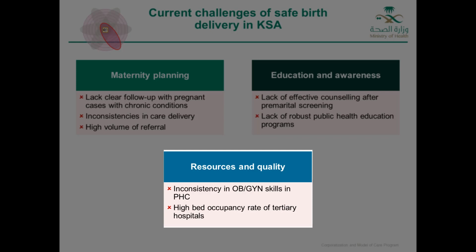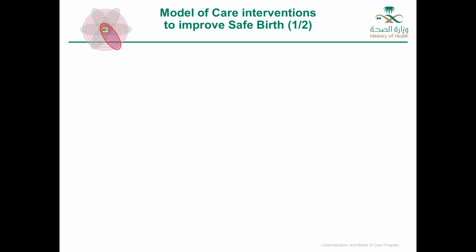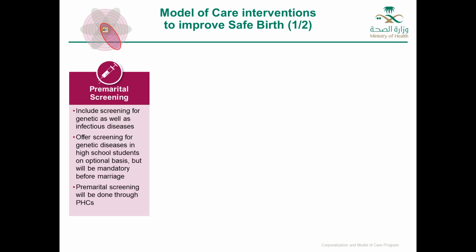and quality challenges. The Safe Birth system of care will support women have safe delivery and healthy infants by providing continuous support from pre-marriage and preconception to post-delivery. This will be achieved through the implementation of 7 safe birth interventions and 1 cross-cutting intervention, including premarital screening to expand screening to include genetic and infectious diseases and make screening mandatory before marriage.